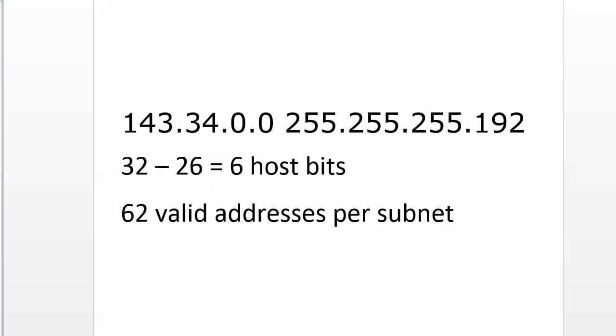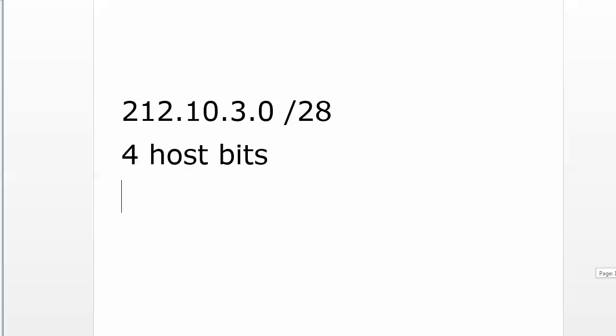Do we have another one here? Actually, we don't. But that's all there is to it. If they give it to you in prefix notation, they've done most of the work for you. We've seen that already with this particular example. You've got 32 minus 28 is 4, so you have 4 host bits, 2 to the 4th power: 2, 4, 8, 16, minus 2, 14, and you are all set. That's all there is to this one.